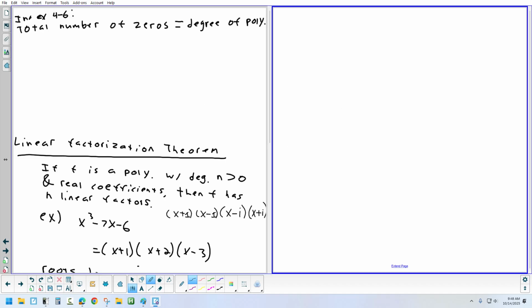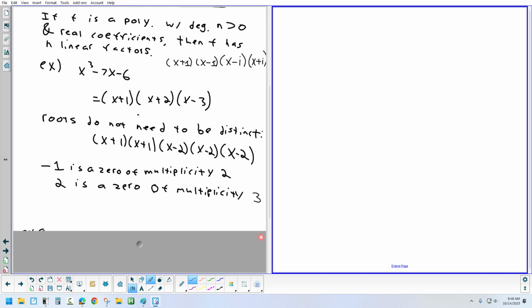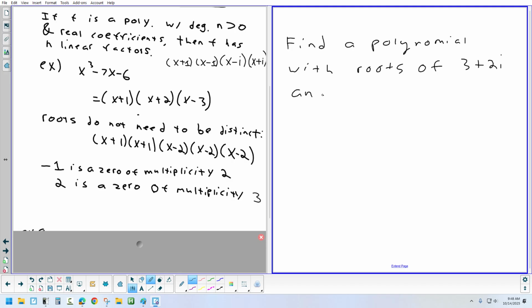All right, so the last thing we're going to look at is this. Find a polynomial with roots of 3 plus 2i, and what else do you know has to be a root? Yeah, 3 minus 2i.